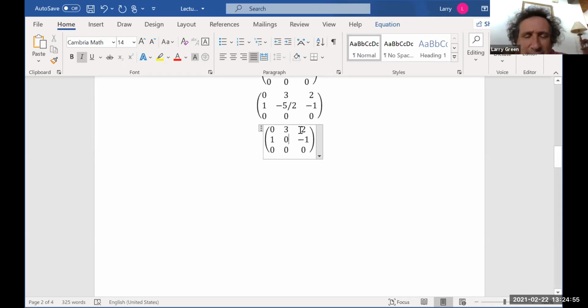Notice 2 times 5/6 is 10/6 or 5/3. And then 5/3 minus 1 is 2/3. Any questions on that? Okay, and then the last two things I'm going to do is switch the first and second row.